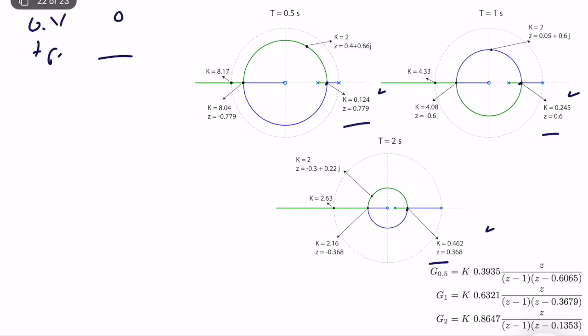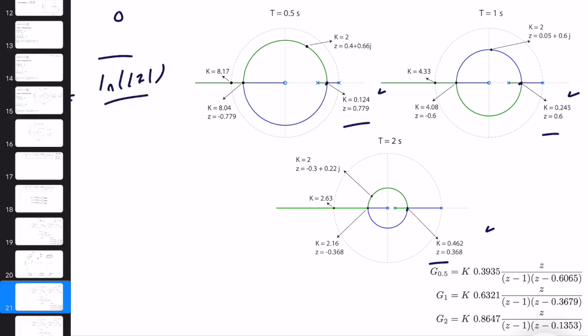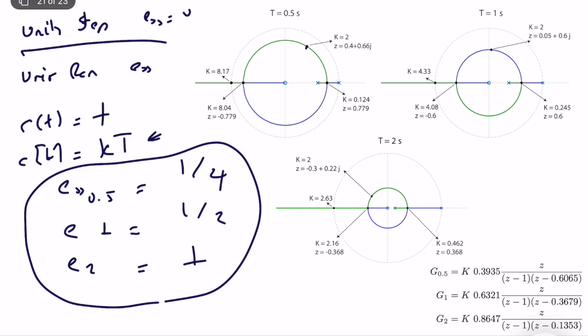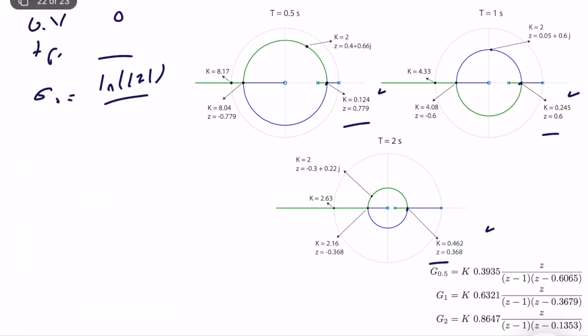So if you remember, in order to compute settling time, what we will do is we will do this formula. ln z divided by, okay, 0.5, something like that. So ln z divided by, of course, t. So t is sigma 0.5, sigma 1, and sigma 2. If I compute them, I will see that they're both equal to 0.5, minus 0.5, minus 0.5, minus 0.5.